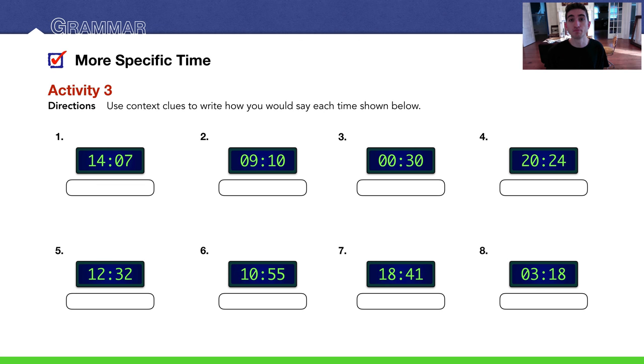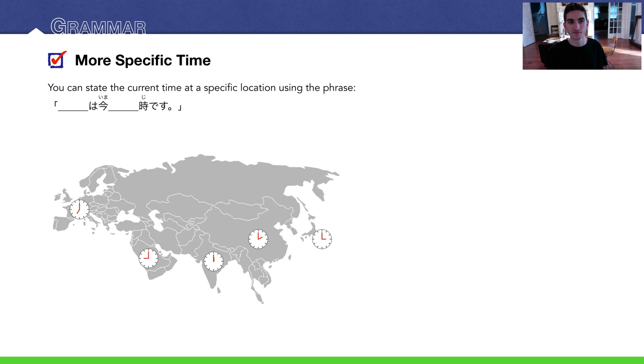午後6時41分. All right. Number 8, 3:18 in the morning would be 午前3時18分. All right. And here are the answers for you. You could also have used 朝, 昼, and 夜, but I just used 午後 and 午前.